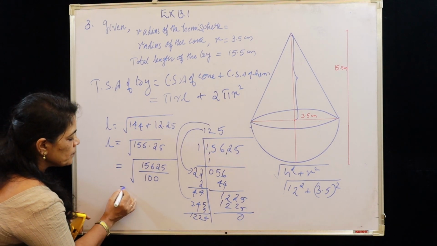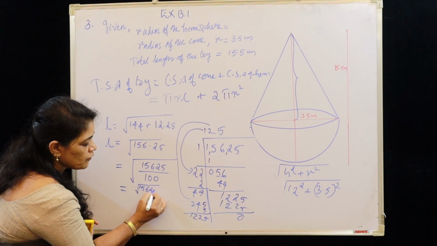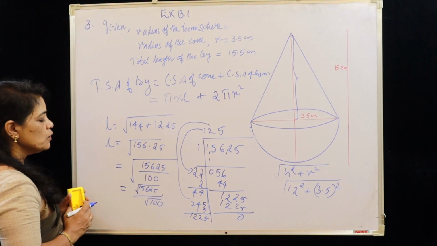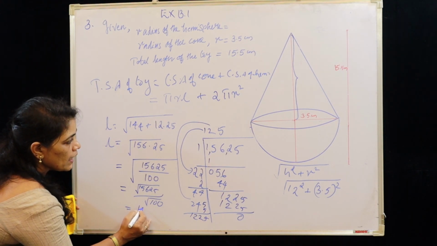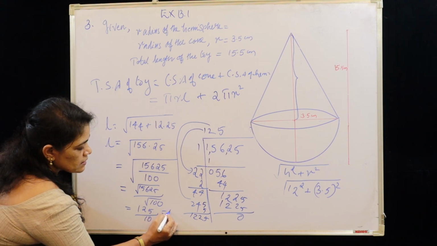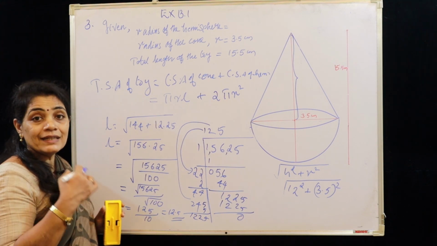So here root of 15,625 divided by root 100, you can write this as 125 divided by 10, and that is 12.5. The decimal point should be shifted one place to the left in order to divide by 10.